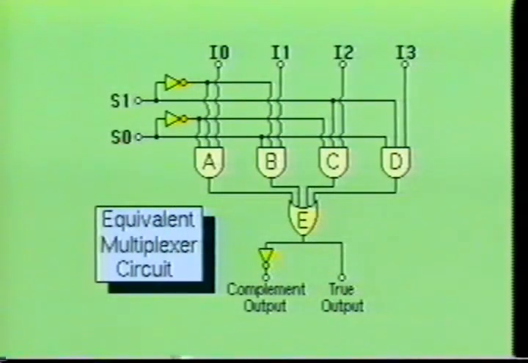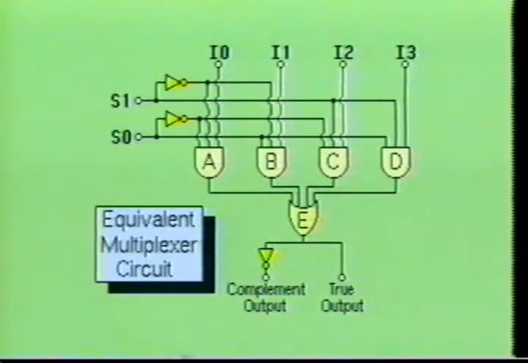Here we see the equivalent circuit of a 4-input multiplexer containing 2 control inputs with 1 true output and 1 complemented output. To better understand the digital multiplexer circuit, we will examine this simple equivalent circuit. The 4 different data sources are applied at inputs I0, I1, I2, and I3. The control inputs are applied at S0 and S1. The outputs are taken from the complement output and the true output.